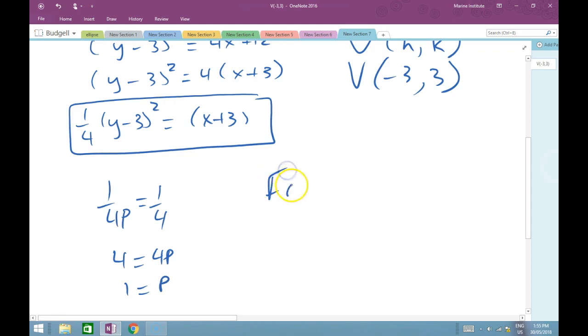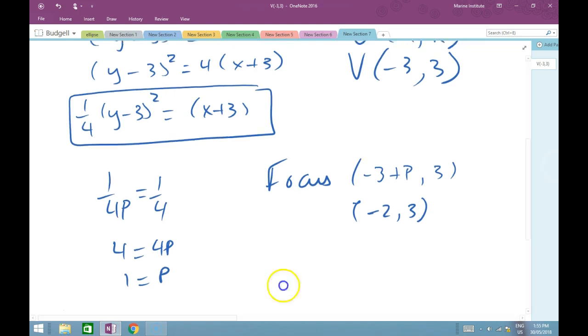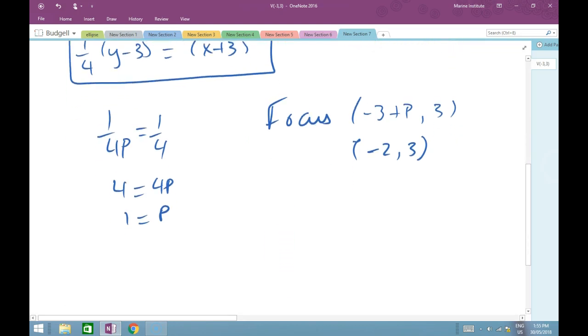To find the focus, we have to be a little careful here. My x term is the linear term. The square term is with the y, so my x coordinate of my vertex is what's going to change here. So we're going to have to say negative 3 plus p comma 3. So my focus will be negative 2 comma 3. The focus will always end up being in the bowl, and we'll explain that more when we get to our graph.